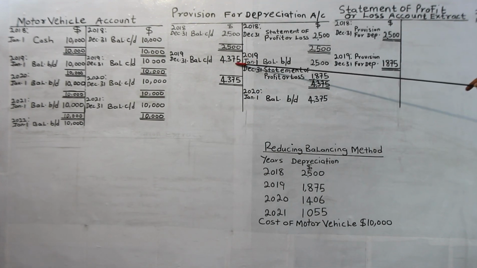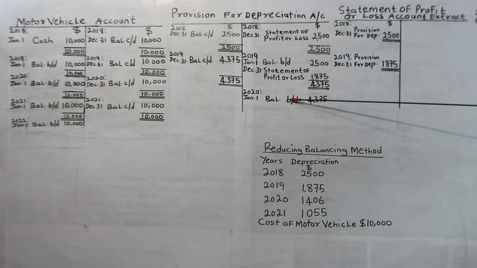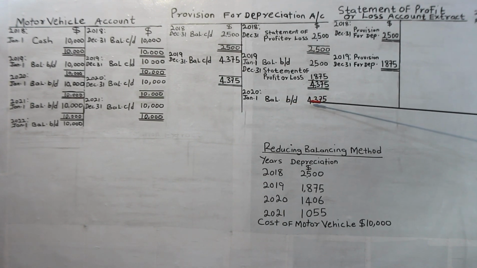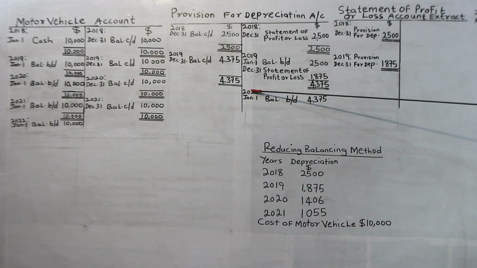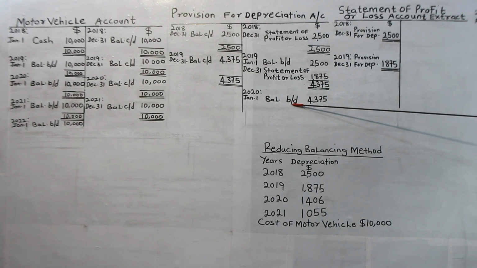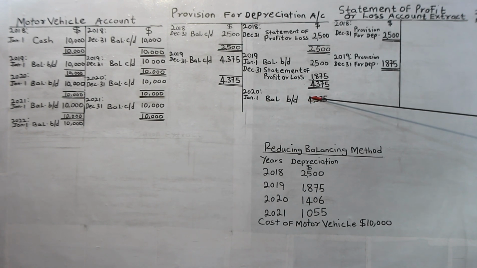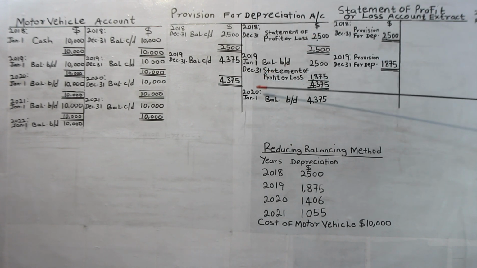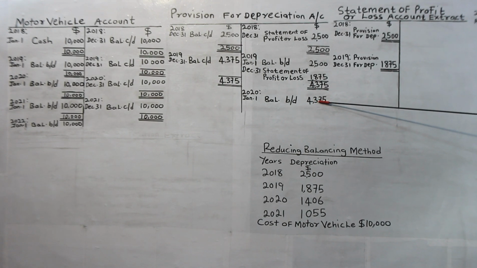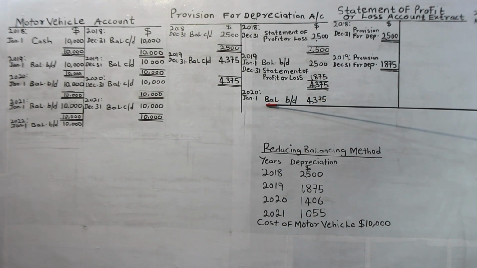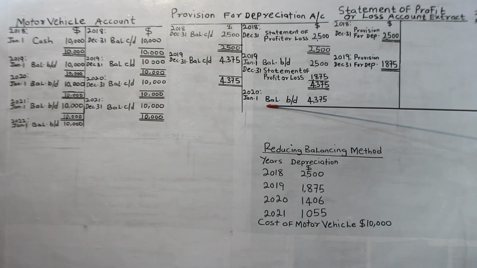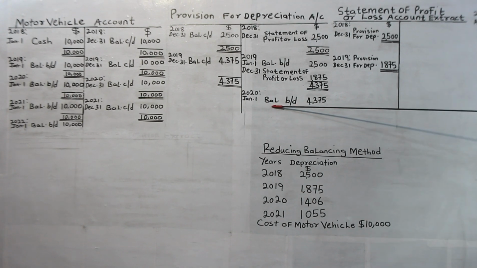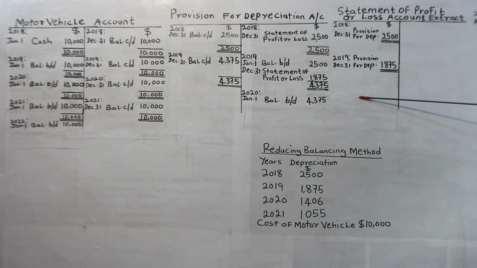So the balance carried down of 4,375 is taken to 2020 and becomes the balance brought down, that is the opening balance for 2020, that is 4,375. As at January 1st, 2020, the balance brought down, the opening balance, is 4,375. This is the amount that has been accumulated from 2018 to 2019 and now brought forward to 2020. Then our next operation will be to find out the depreciation for 2020 as at December 31st and credit it in the provision for depreciation account, that is here, and now debit it to the statement of profit or loss account.